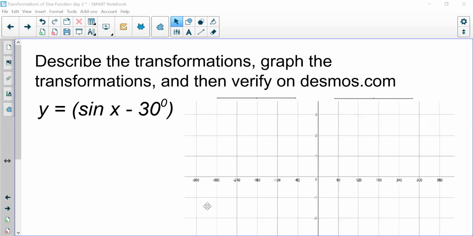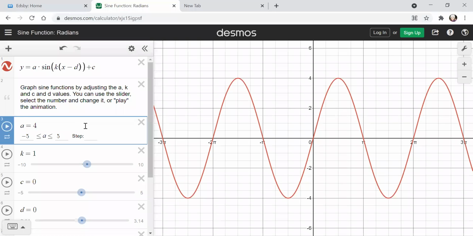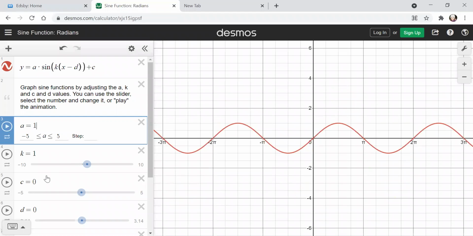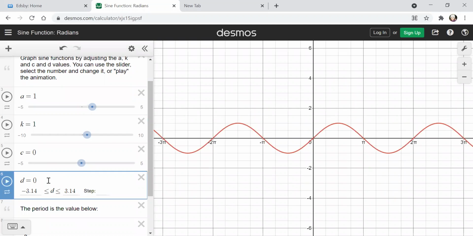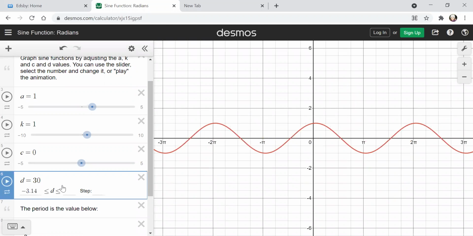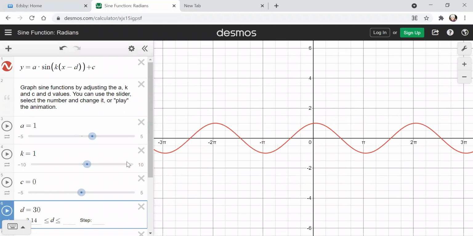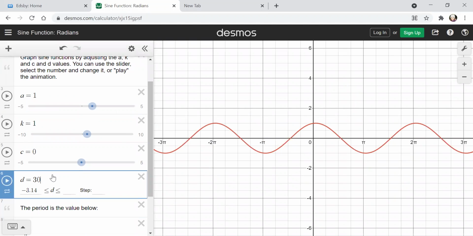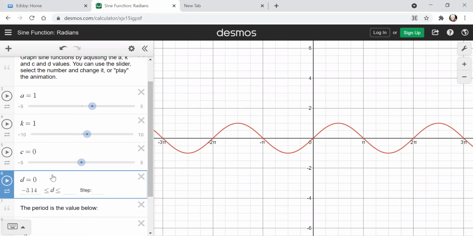So I'm going to change my D value. I'm going to make A back to 1. And I'm going to make my D value 30. So in here, I've just plugged in a 30. Now this may be hard to see. Let me take it out and watch my graph. Okay, so I'm going to go back to 0. So please notice that the graph crosses the x-axis at 0, at pi, at 2 pi. So at every pi, it crosses at 0.